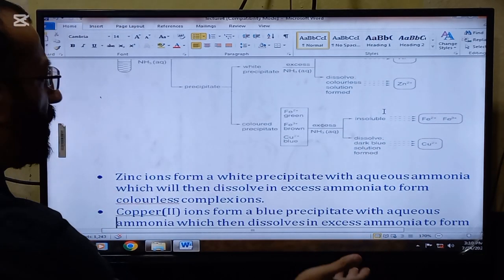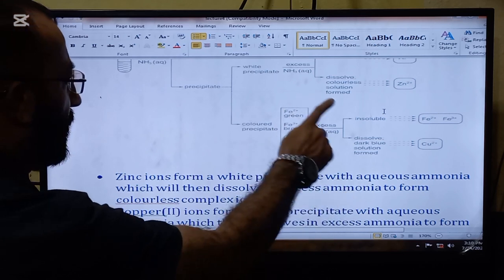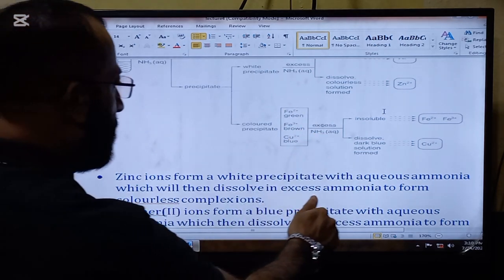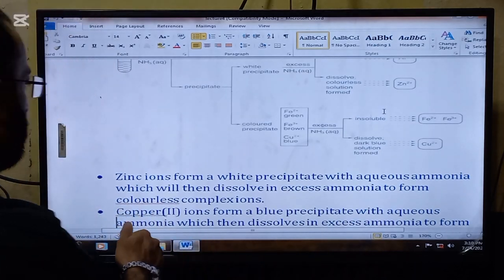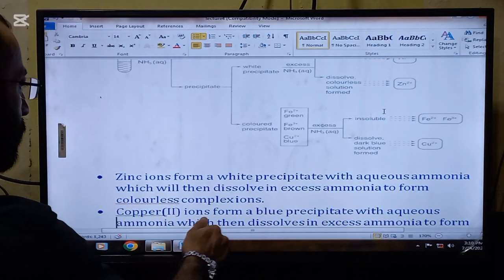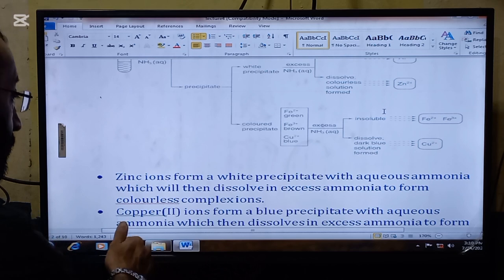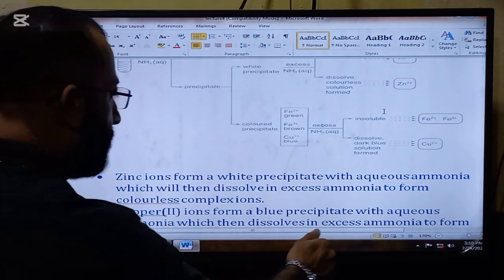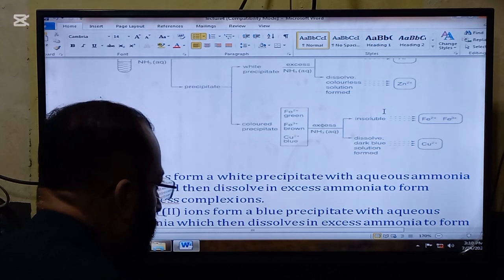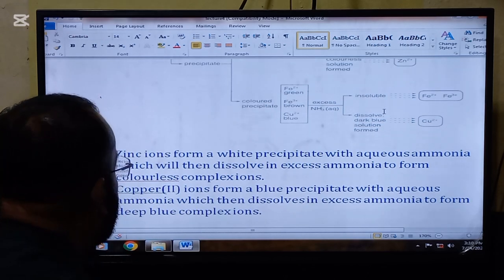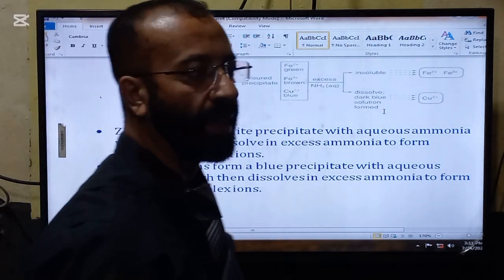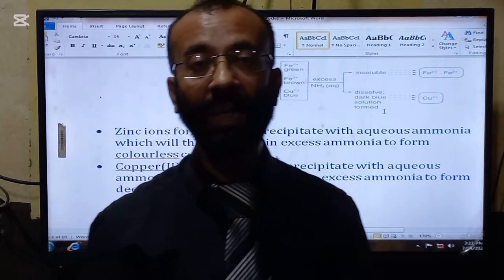Here is the explanation, which is from this figure again. Zinc ions form a white precipitate with aqueous ammonia, which will then dissolve in excess ammonia to form colorless complex ions. Copper ions form a blue precipitate with aqueous ammonia, which then dissolves in excess ammonia to form deep blue complex ions. So this was the topic to determine the cations.